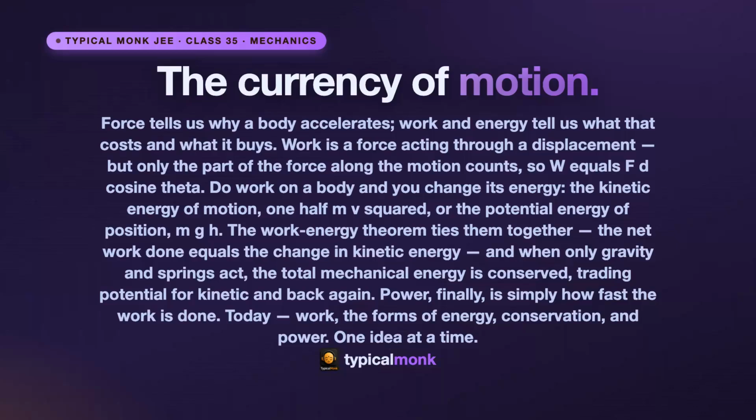The work energy theorem ties them together. The net work done equals the change in kinetic energy. And when only gravity and springs act, the total mechanical energy is conserved, trading potential for kinetic and back again. Power, finally, is simply how fast the work is done. Today, work, the forms of energy, conservation, and power. One idea at a time.